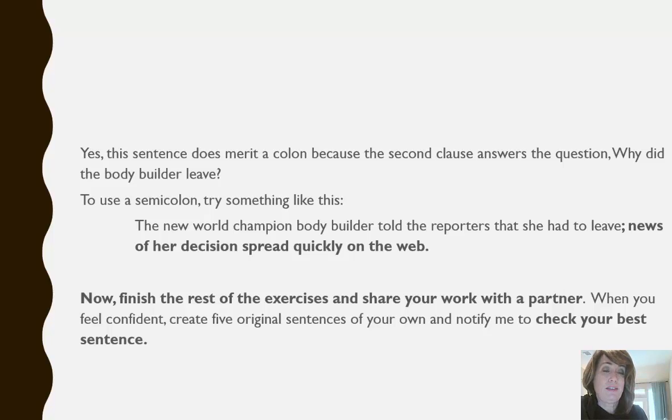Now finish the rest of the exercises and share your work with a partner. When you feel confident, create 5 original sentences of your own and notify me to check your best sentence. Once I have done so, feel free to complete your index card. Now the directions for what appears on the front and what appears in the back are contained on the next 2 slides.